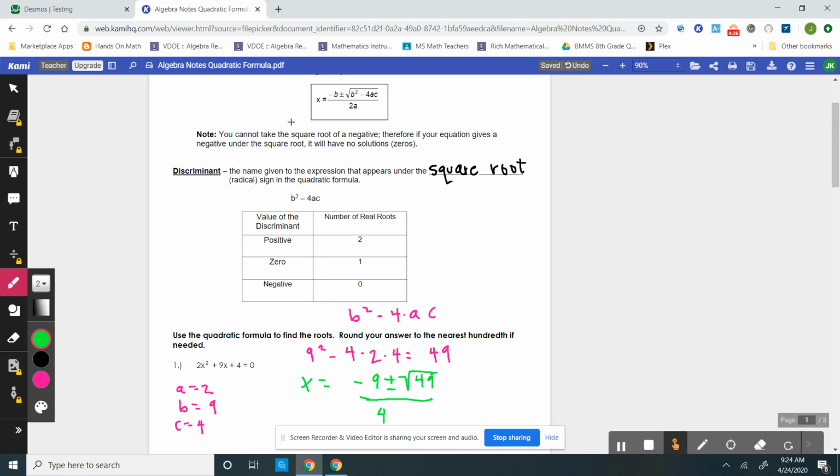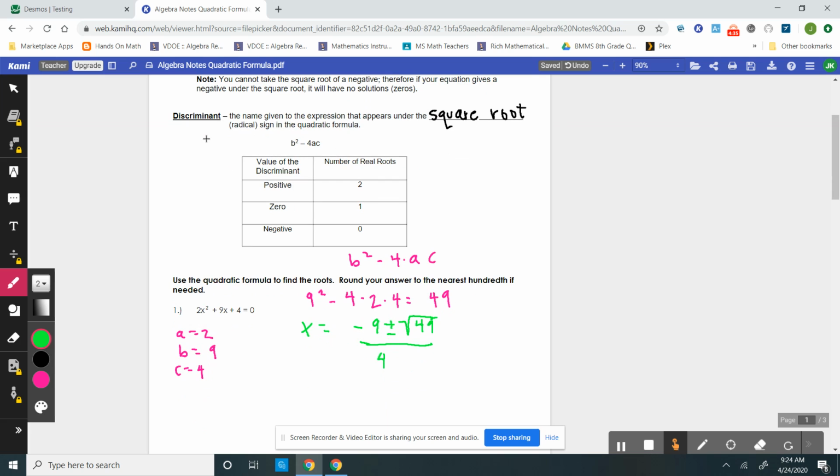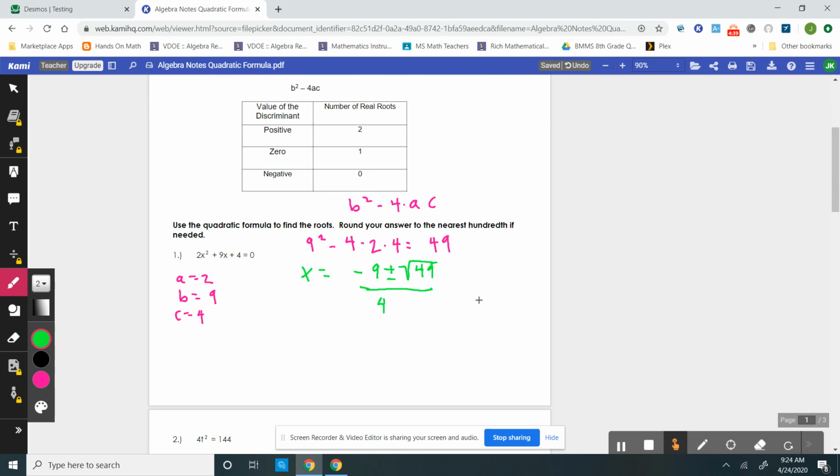So for now, you have negative 9 plus or minus the square root of 49, all divided by 4 here. So pretty much now that you have this, it's just a matter of typing this in to get your two solutions, because it'll have two roots here because you had a 49. So that was positive. So you'll have the two roots.